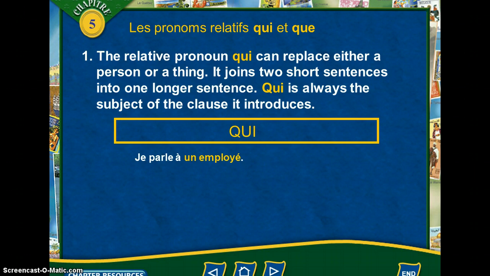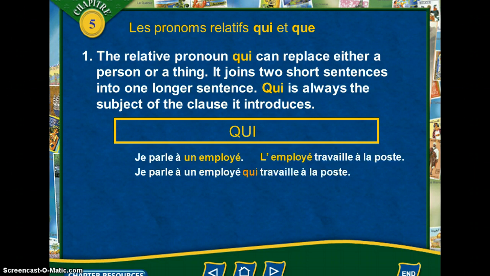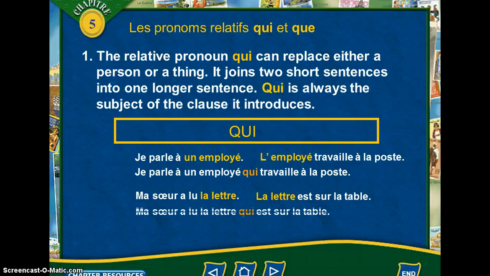"Je parle à un employé." "L'employé travaille à la poste." We saw this before. If you combine these, you have "je parle à un employé qui travaille à la poste." "Ma sœur a lu la lettre." "La lettre est sur la table." What is on the table? "La lettre qui est sur la table." So you see, it's the letter that is on the table that she has read.